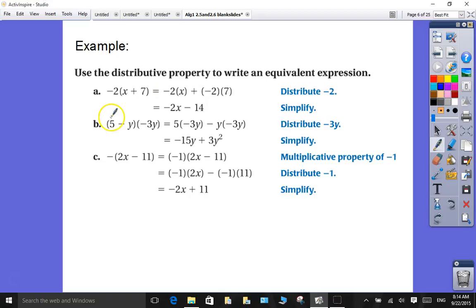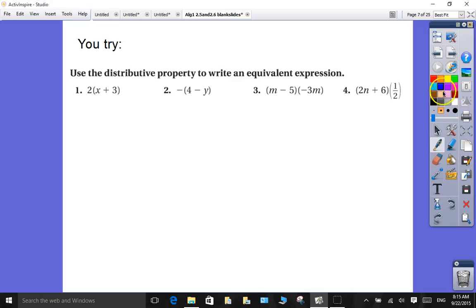How about this one? This one should have been 5 times negative 3y, which is negative 15y. But it's also negative y times negative 3y. The negative times negative makes positive, right? And then this one, if you have a negative out in front, what number are you really multiplying by? Negative 1, right? If you don't see the 1 there, but there's a 1 there. And now it's the negative 1 property of multiplication, right? So a negative times 2x gives you negative 2x. A negative times negative 11 gives you positive 11. You can just try to be careful on that one thing.